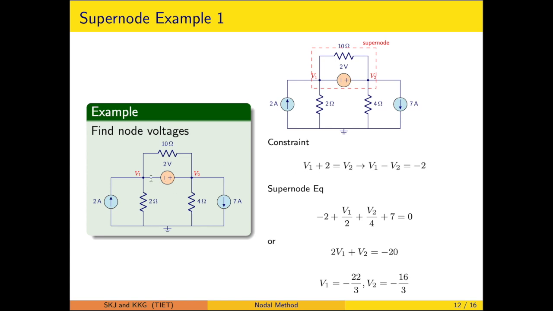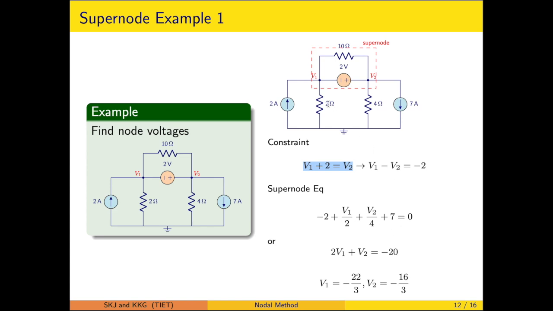So what is the constraint equation in this? V1 plus 2 is equal to V2. This is a constraint equation. You can rewrite it in a different form, V1 minus V2 is equal to minus 2. Now we have to write the KCL equation. Corresponding to this supernode, this will be the outgoing current V1 upon 2. This will be the outgoing current V2 upon 4. This is an inward current, so minus 2. This is an outward current, so plus 7. So it ultimately results in an equation like this.